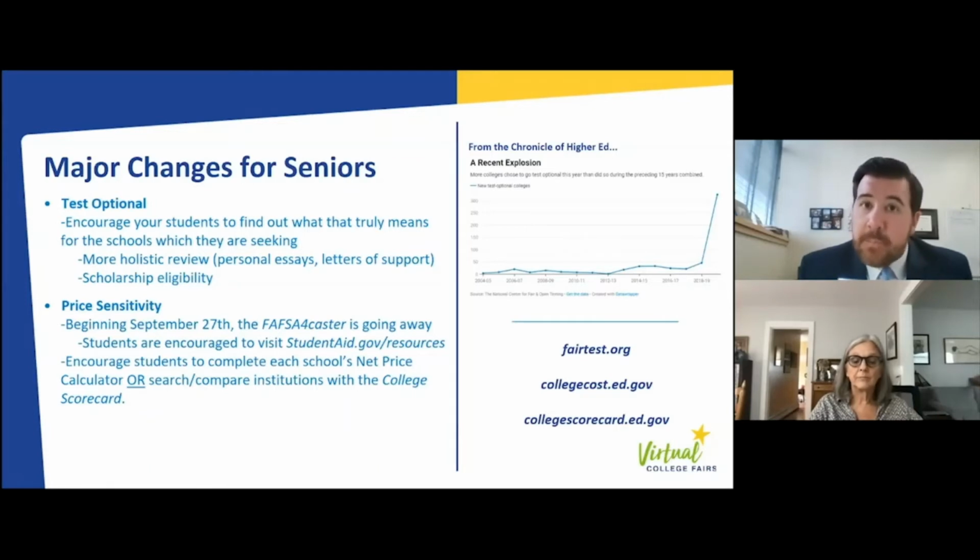Also, a good tip would be for students to look at each school's individual net price calculator or comparing school costs with tools like the college scorecard. Or you'll see there on the bottom right, fairtest.org, collegecosts.ed.gov, or collegescorecard.ed.gov are great resources for students to look at, again, the test optional realm, or look at net price calculations and comparing schools that they're looking at.